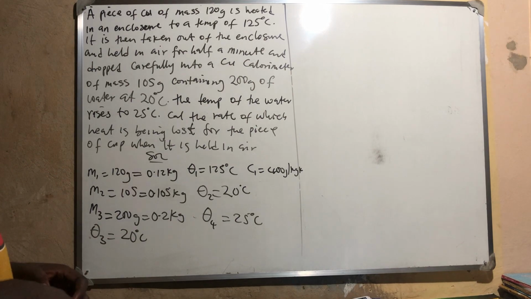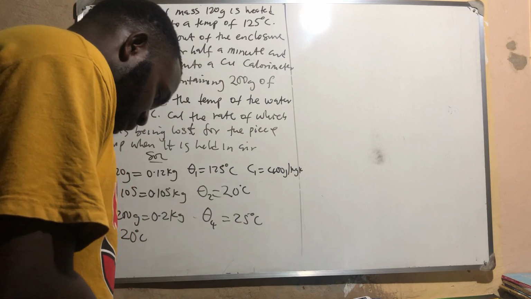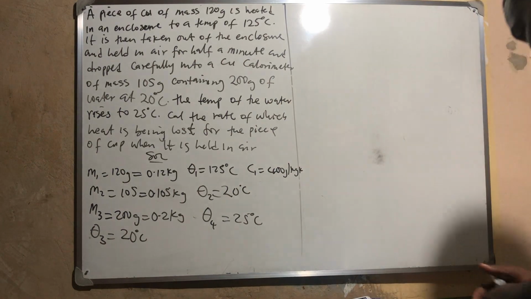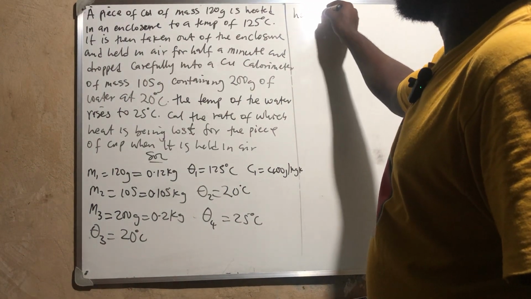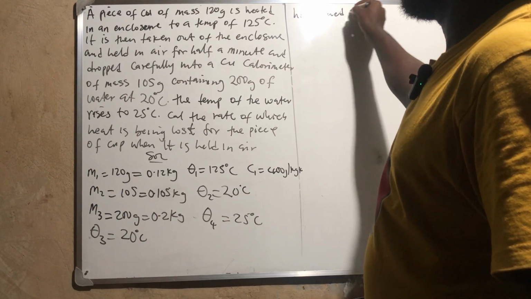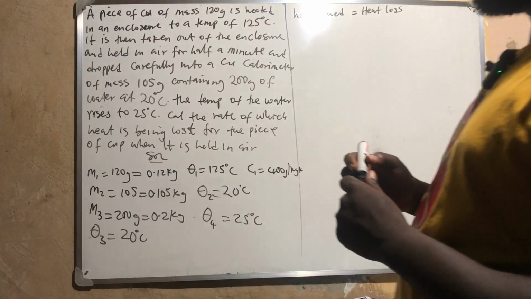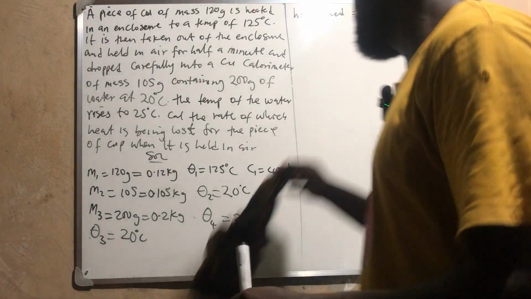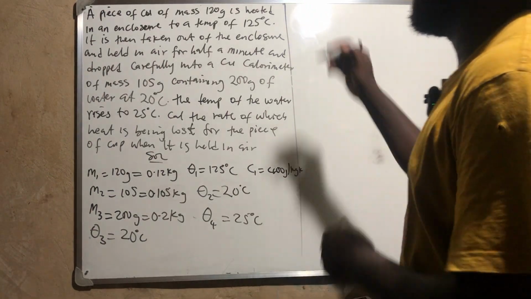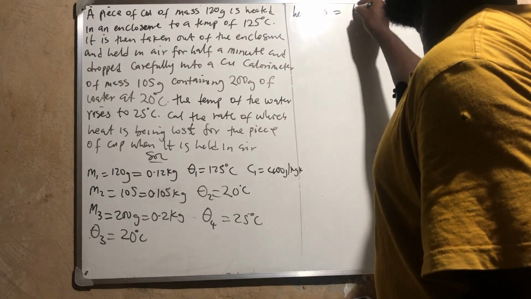So we know that heat gained is equal to heat loss. The heat gained is equal to the heat loss. Now, the only one that lost heat is just one object. Heat loss is equal to heat gain.